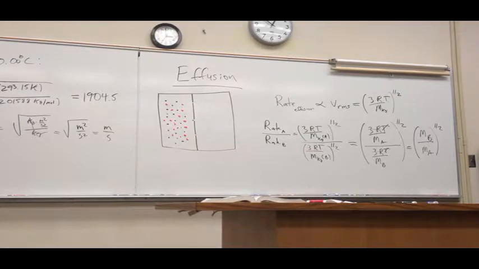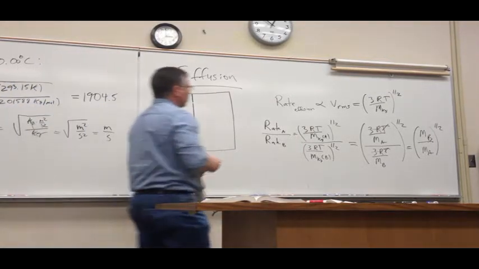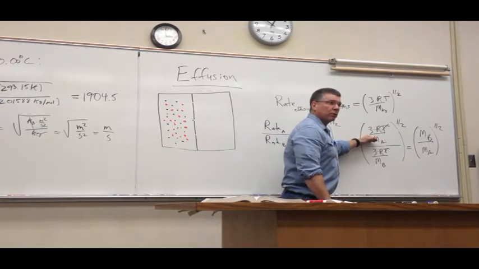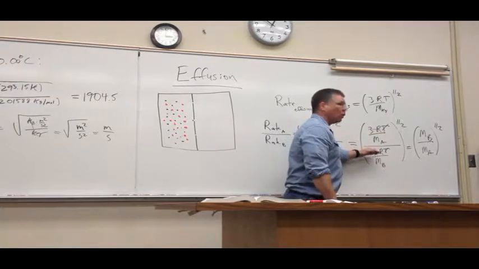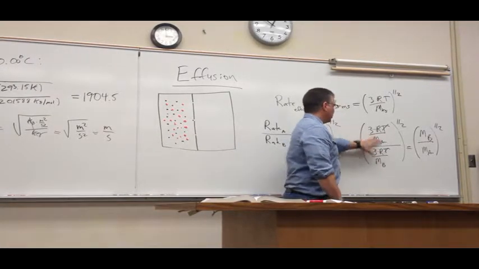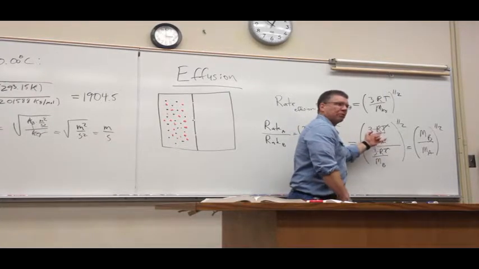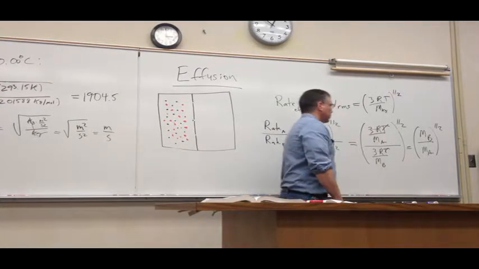How did the A and B switch? Well, okay. So this is 3RT over the molar mass of A, 3RT over the molar mass of B, right? So this by itself, the molar mass of A is on the bottom, and the molar mass of B is on the top, you see.